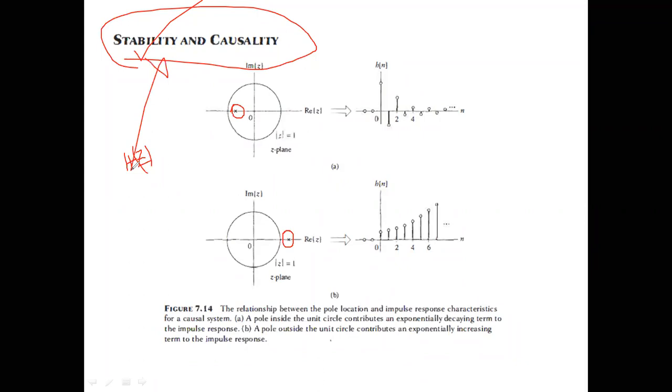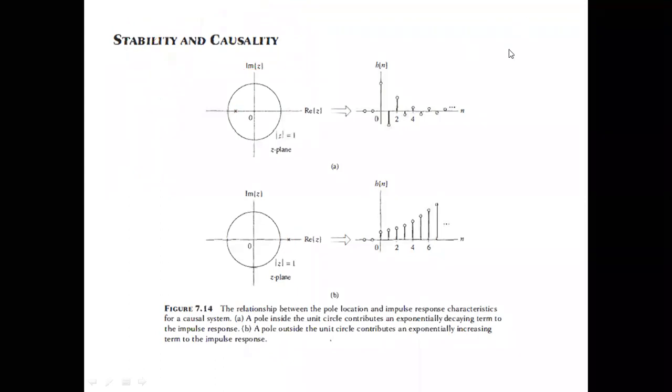The entire stability, just like you had in the Laplace transform, the poles on the left side, LHP. Similarly, we have poles inside the circle. Poles inside the circle give a stable and causal system, whereas for poles outside the circle, if the system is causal, it can never be stable.